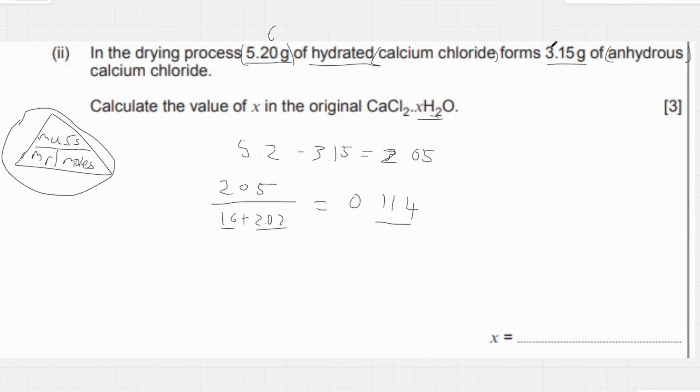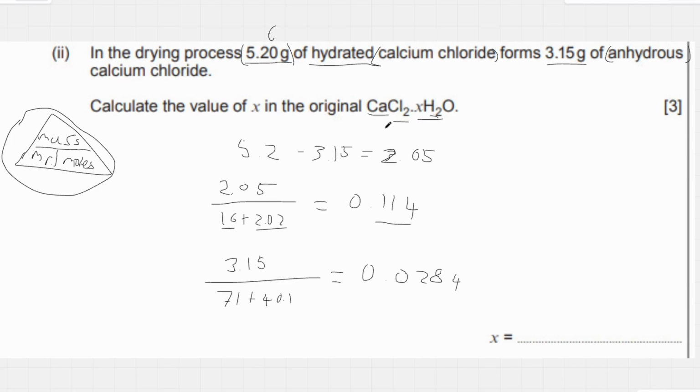And then we're going to take this value here, 3.15 grams. So that's the mass of the calcium chloride that's left over. So 3.15 divided by, and we're going to take the mass of calcium and 2 chlorines. So chlorine is 35.5, so that's 71, plus calcium, which is 40.1. And that's relatively another easy calculation to put in. And that's 0.0284.